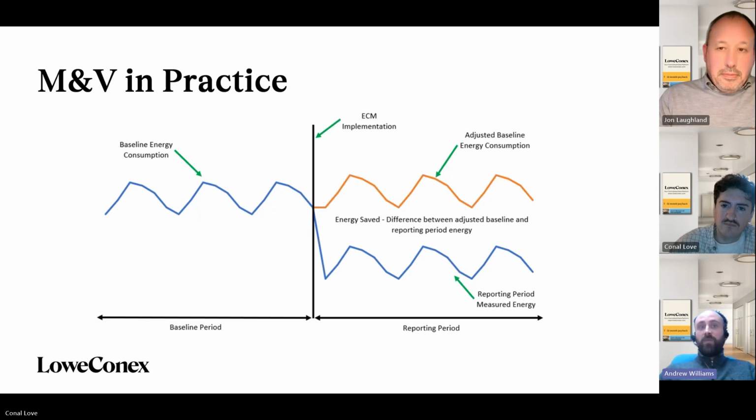Additionally, we have the reporting period measured energy, and this is the energy consumption post us implementing the ECM. So through taking the difference between the orange and the blue lines post ECM implementation, we can actually understand and derive the impact of our ECM.